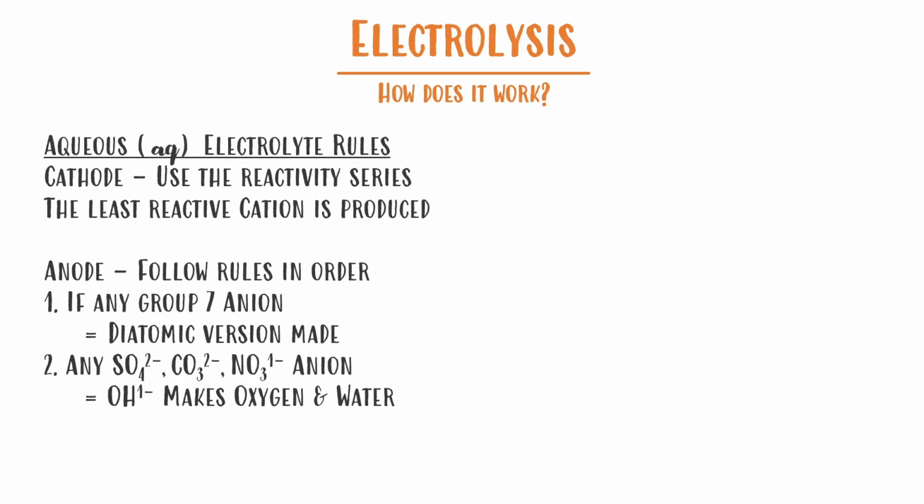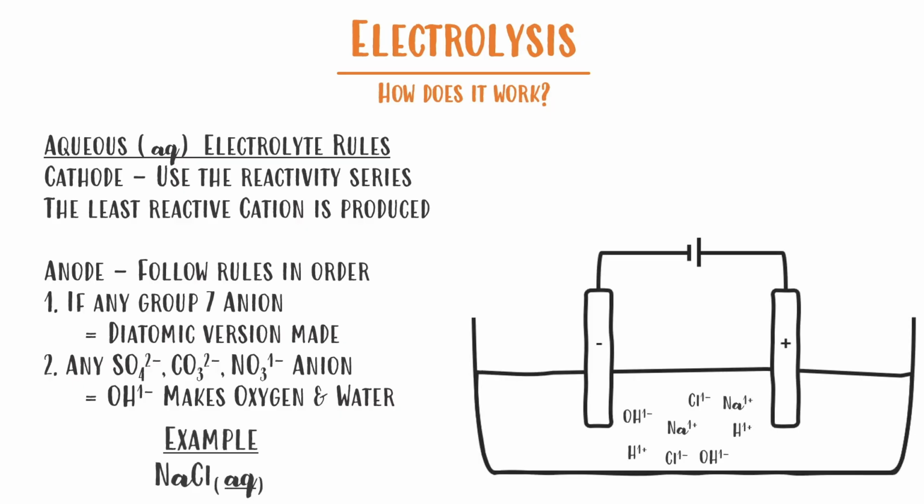So here's our example. And again, we're using sodium chloride, but in this case, we're looking at the aqueous version. Now, remember, because it's aqueous, it's dissolved in water. And water will also undergo electrolysis. It's going to be split up into H plus and OH minus, a hydrogen ion and a hydroxide ion. So all of these are present within the electrolyte.